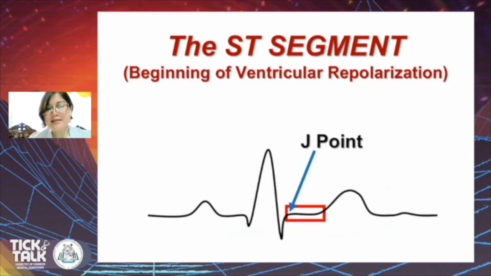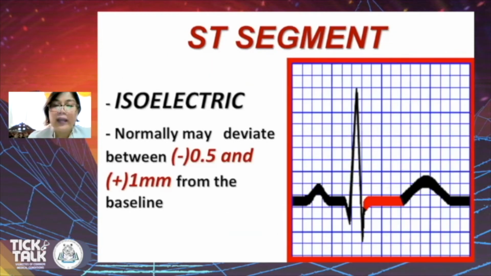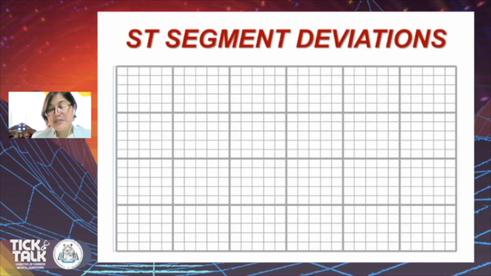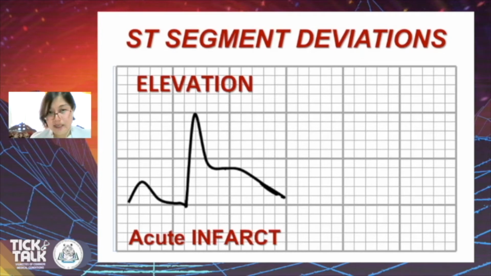So your ST segment, which is the beginning of your ventricular repolarization, is also a very important segment to look at, especially if we're talking about ischemia. So normally, your ST segment should be isoelectric. However, there are certain deviations, about 0.5 millimeters depression or up to 1 millimeter elevation from the baseline, that may still be acceptable. So as mentioned, ST segment deviations are very important, or taking a look if your patient's ST segment is either depressed or elevated is significant clinically because it might be indicative already of your acute infarction or AMI.